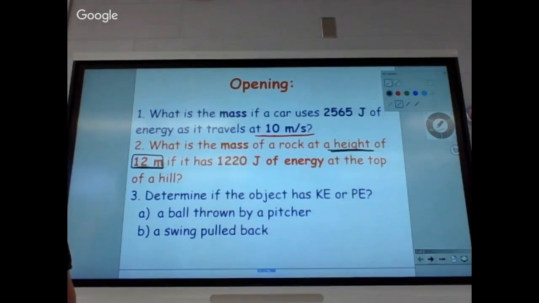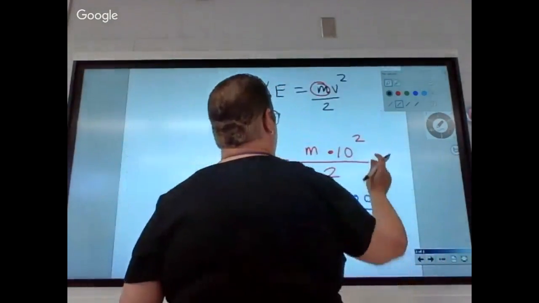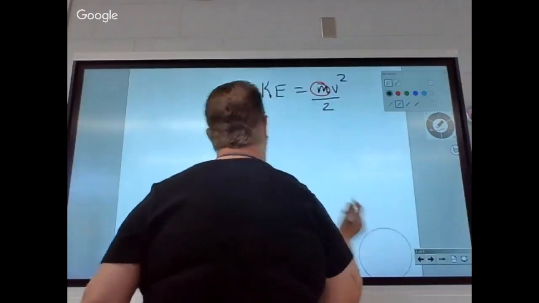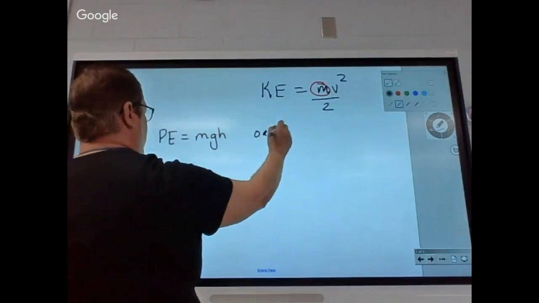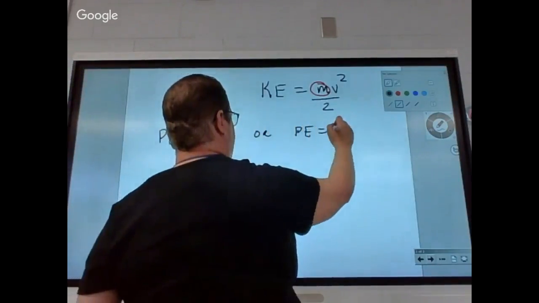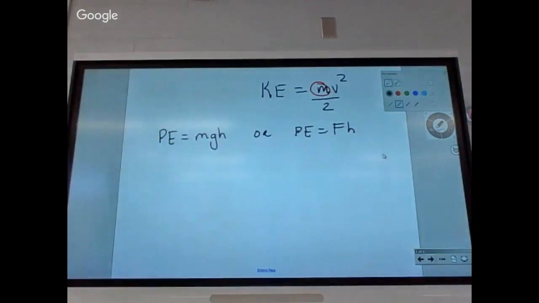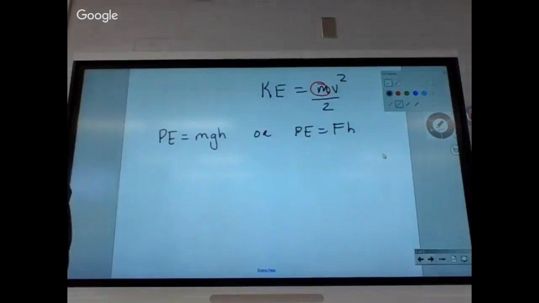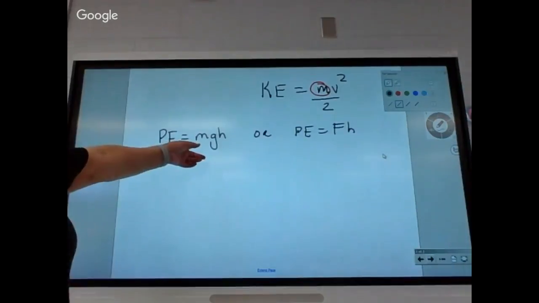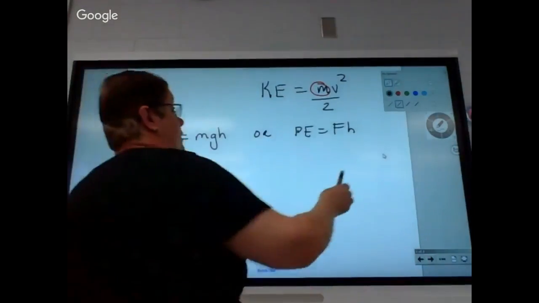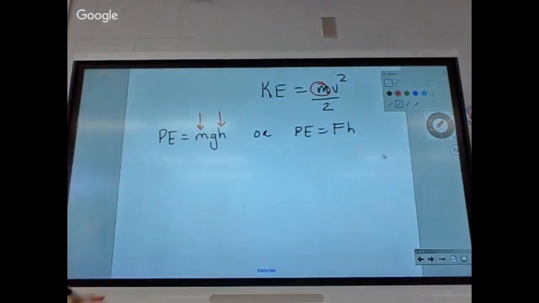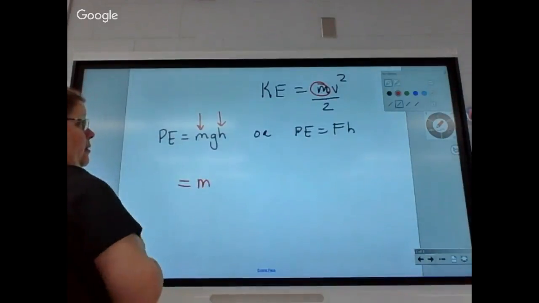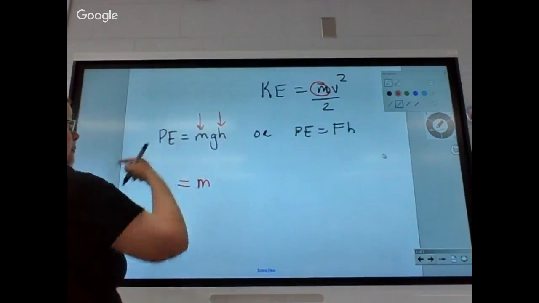Yes or no? Yes. Okay, so if it had a height, let me write out the 3 formulas we had back up here again. PE equals MGH or PE equals FH. So when you look at those 3 formulas, which one do we need? Okay? Alizé says this one. Yeah. Okay, Sierra's nodding yes. That's right. Because this one has a mass, which they asked for, and it has a height.